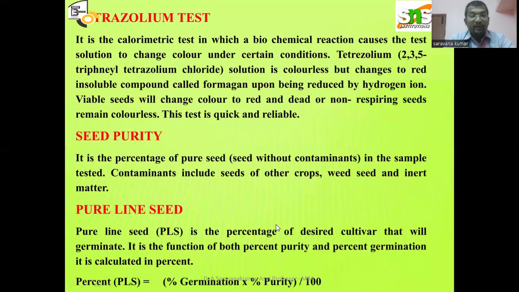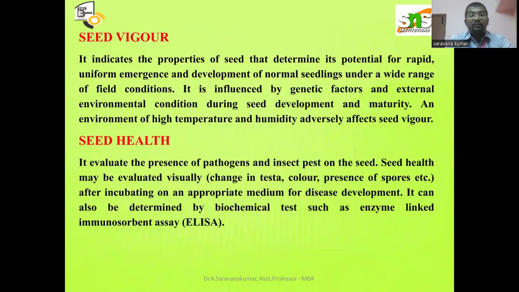Seed purity is the percentage of pure seed, seed without contaminants, in the sample tested. Contaminants include seeds of other crops, weed seed and insect matter. Pure live seed, PLS, is the percentage of the desired cultivar that will germinate. It is a function of both percent purity and percent germination, and is calculated as a percent. So what is the formula for that? Percent PLS equals percentage germination into percentage purity, divided by 100.